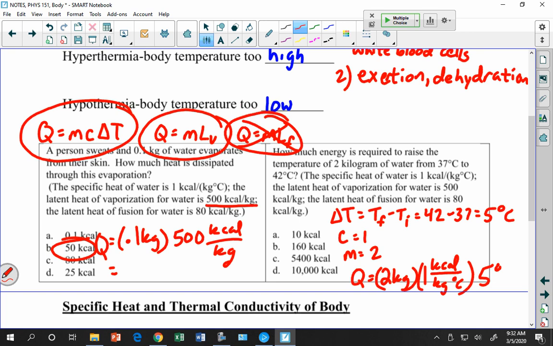times 5 degrees Celsius. I can look at how my units all cancel out here. Those all cancel out, and I'm left just with kilocalories. So this is equal to 2 times 1 times 5, which is 10 kilocalories.